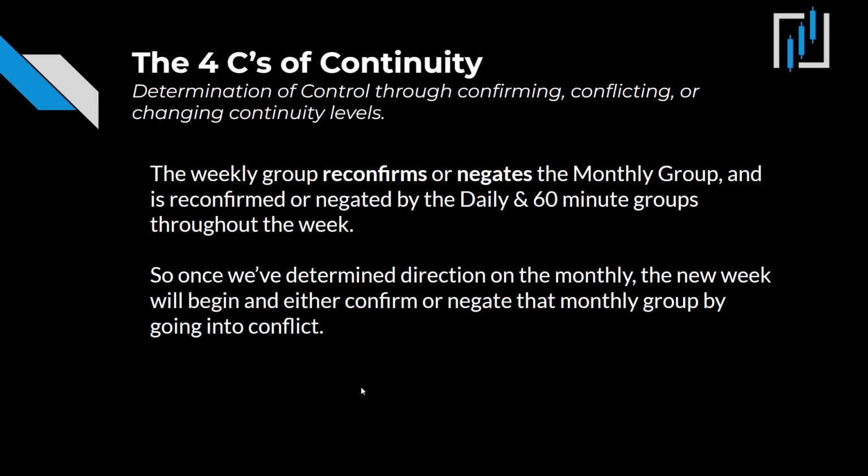The weekly group then will either reconfirm or negate the monthly group, and is reconfirmed or negated by the day and 60-minute groups throughout the week. So once we've determined direction for the month, the new week will begin and either confirm or negate that monthly group by going into conflict.